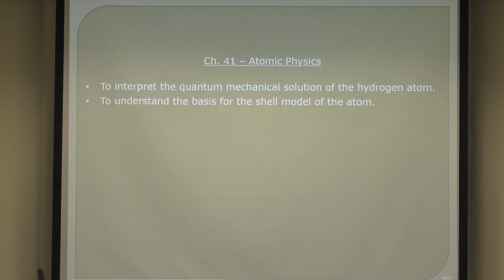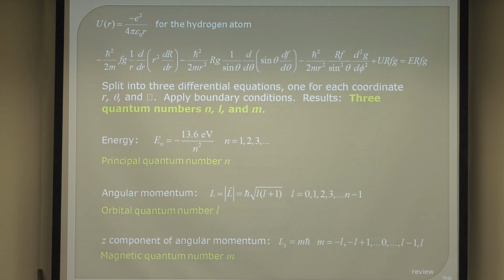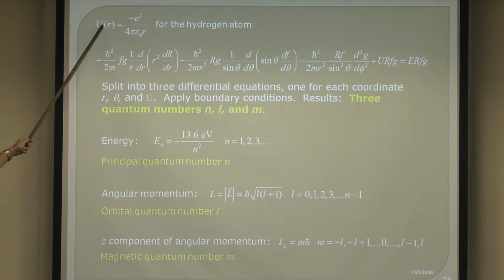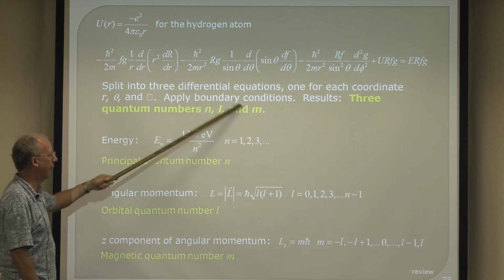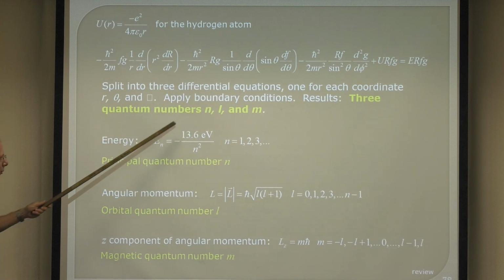All right, that's all I want to do for this chapter. So we interpreted the quantum mechanical solution for hydrogen, and we talked about the shell model. Let's just review. So this is the potential energy function for hydrogen. You stick it in the Schrodinger equation. You do the Schrodinger equation with spherical coordinates. You separate it into 3 differential equations. You solve them. You apply boundary conditions. No kidding. So you get 3 quantum numbers.